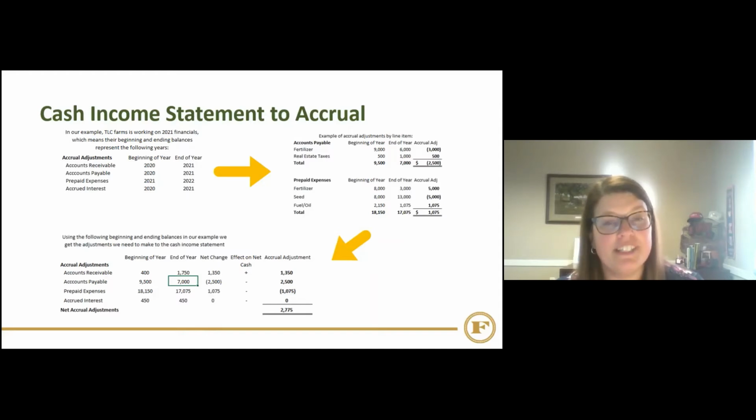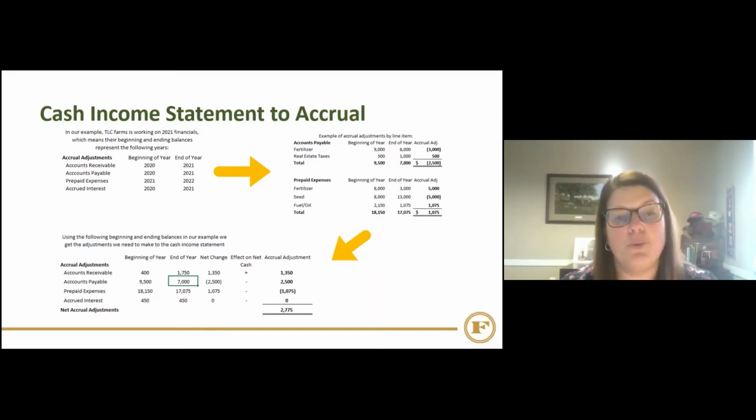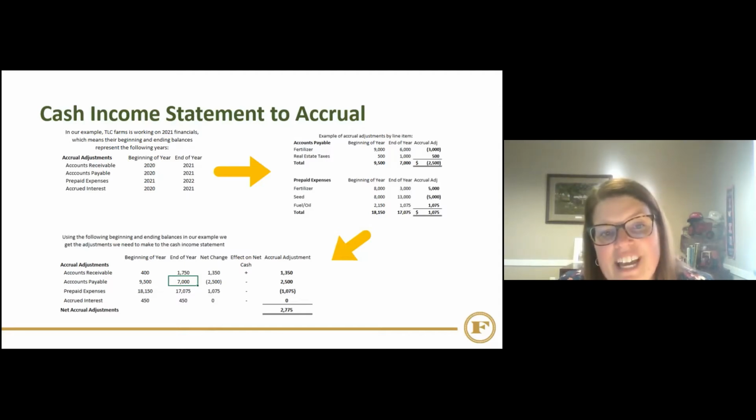So basically during this time period that we're running this for, we had items that weren't for this production year. So let's talk about the prepaids, because the prepaids are always weird, right, in accruals. Prepaid expenses were a positive 1,075. That means some expenses were paid for 2021 that were included in 2020's cash income statement, because that's when TLC Farms paid their vendors. So we need to increase our expenses, which means that it has a negative effect on net cash income. You have increased your expenses, and anytime you increase expenses, that's going to make your net income go down.